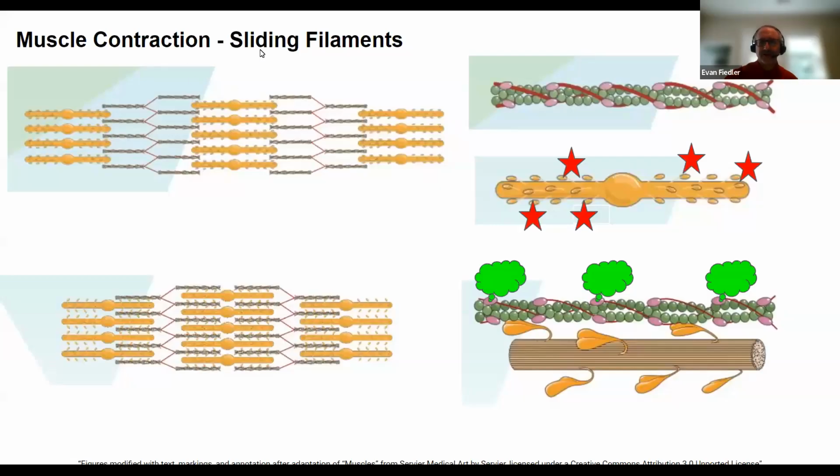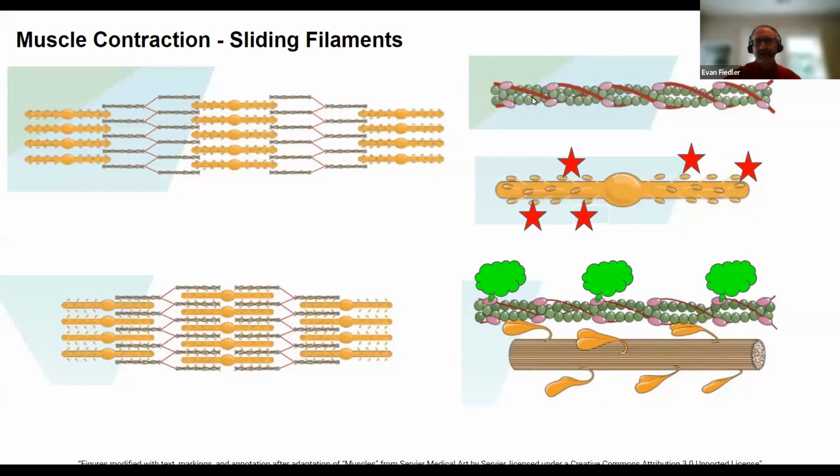Muscle contraction, sliding filaments. These thick yellow filaments are representing myosin. These thin green filaments are actin. This is at rest. This is in contraction. Notice the overlap. How do we get from here to here? Let's take a closer look.